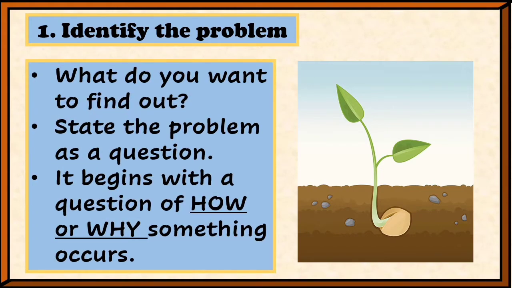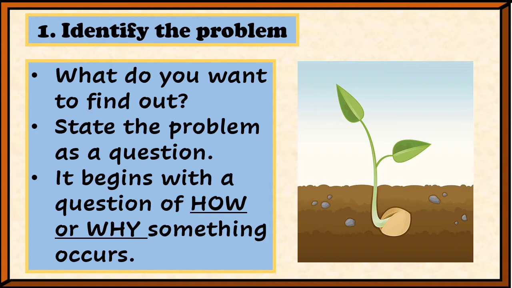A good scientific problem is clear, concise, specific, and verifiable. This is the step where you are going to ask, what do you want to find out? The problem must be in the form of a question. It always begins with the question, how or why?